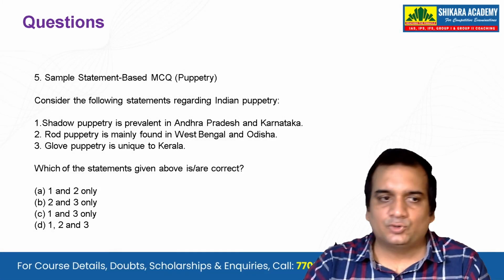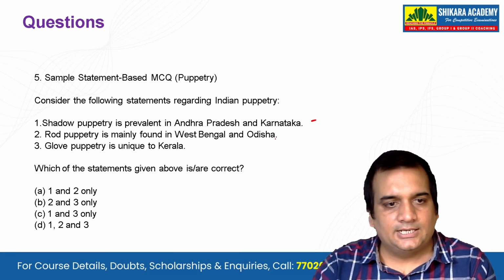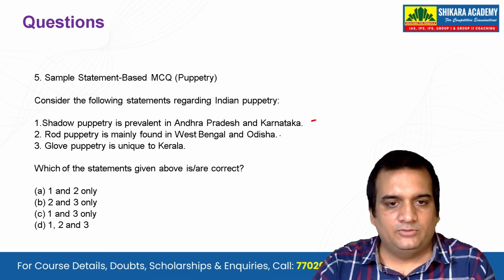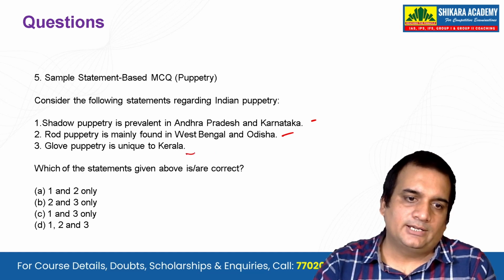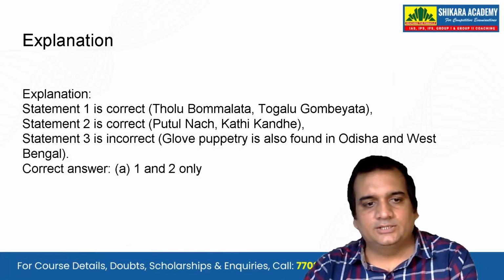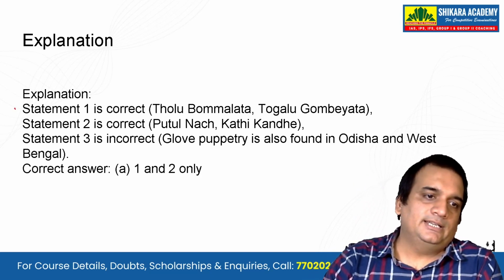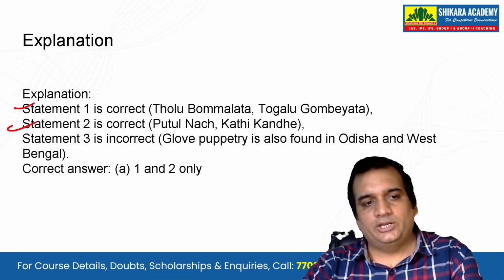Let's see the last question, guys. Shadow puppetry is prevalent in Andhra Pradesh and Karnataka. Okay. Rod puppetry is mainly found in West Bengal and Odisha. Okay. Glove puppetry is unique to Kerala. No, not only unique to Kerala. There were other states also that we have seen. So what is the correct answer? The correct answer is 1 and 2 only. 3 is not correct because there are Odisha and West Bengal also.